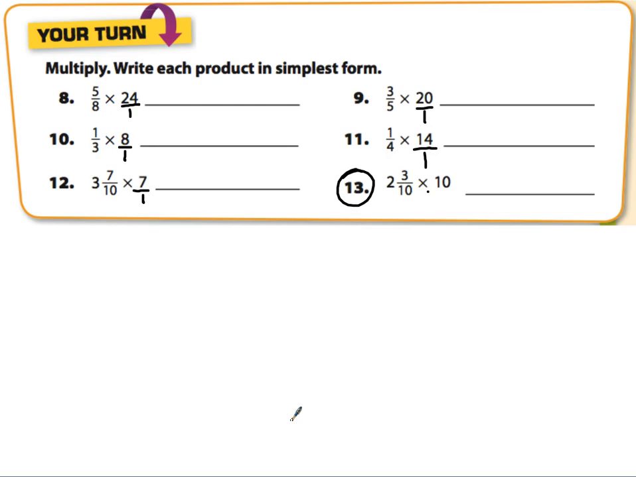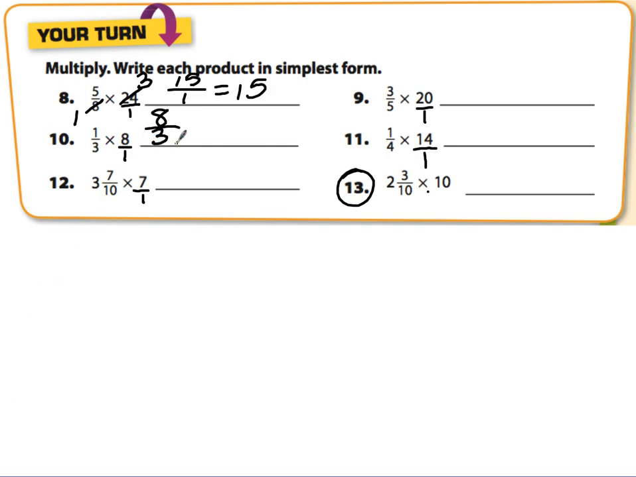I'm going to continue to practice cross simplification with you because it's a harder problem. So 8 and 24 are both divisible by 8. I get 1 and 3. So here I get 15 over 1, which is equal to 15. Okay, and then here there is no cross simplification. So 1 times 8 is 8. 3 times 1 is 3.